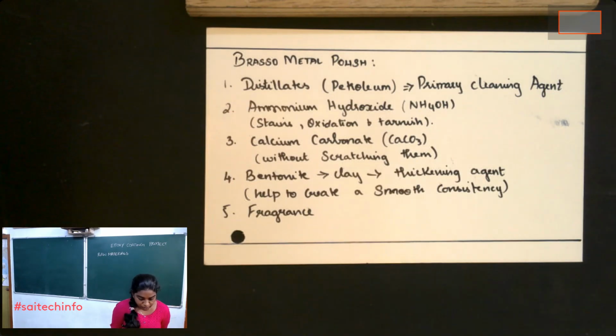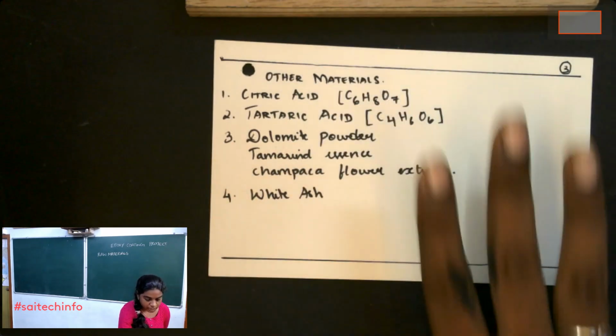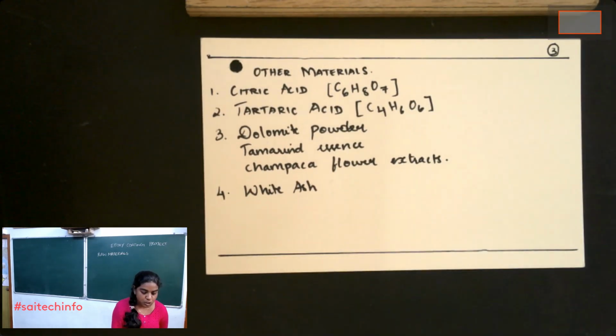And the next one is bentonite, which is a form of clay which is used as a thickening agent in Brasso metal polish. And the last one is fragrance. It is used to improve the smell and to improve its quality. These are the common ingredients that we are using, but it also varies based upon the manufacturers and the products. So these are the five main components we used, and some of the others are these four things which we have used to clean the metal.